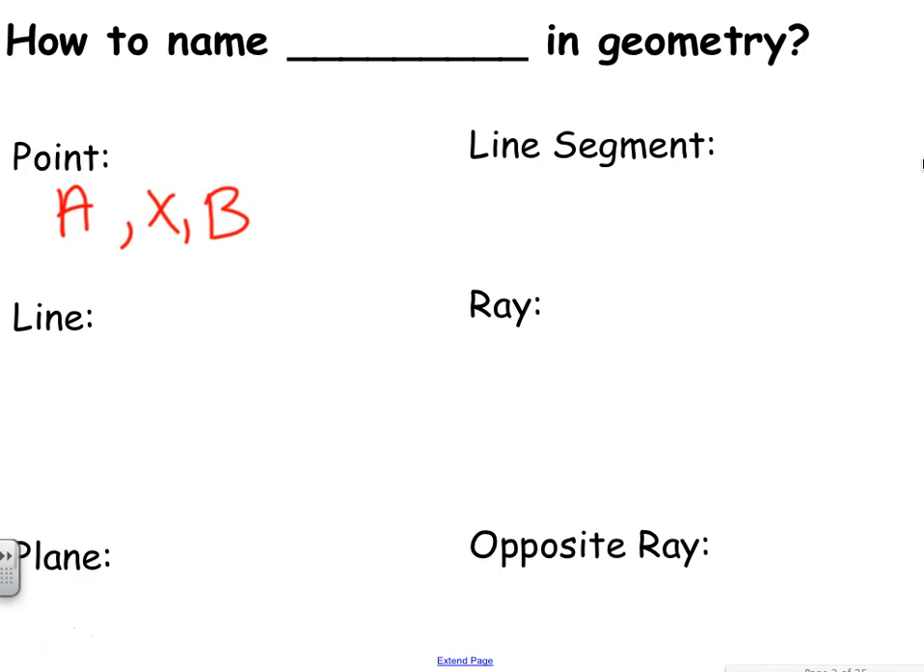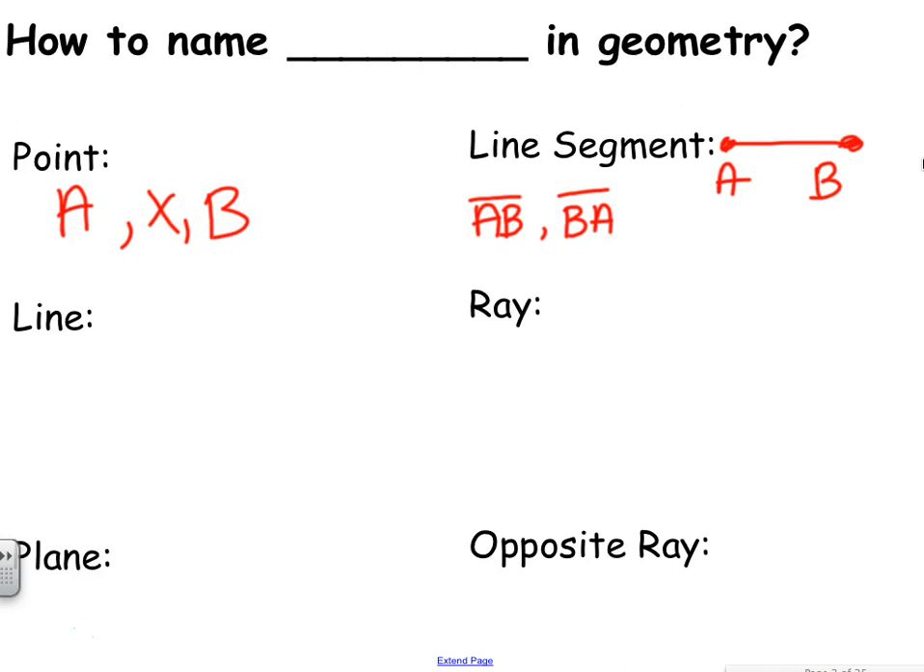For a line segment, let me go ahead and draw a picture. This is AB. So you could name that line segment with two letters. So AB with a line over it, notice no endpoints. Or you could have said BA with a little line segment thing over it, no endpoints.